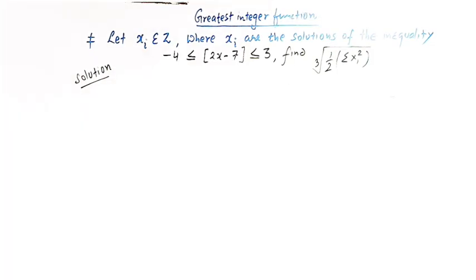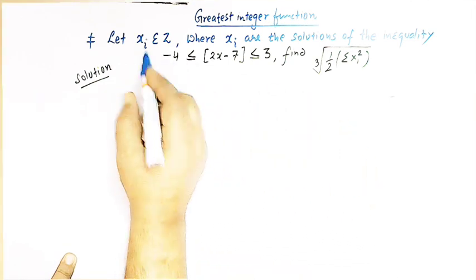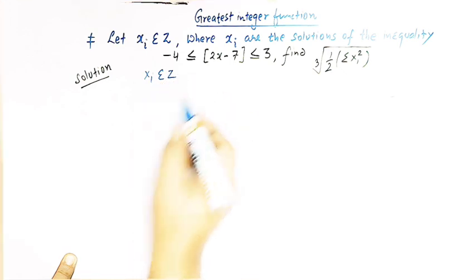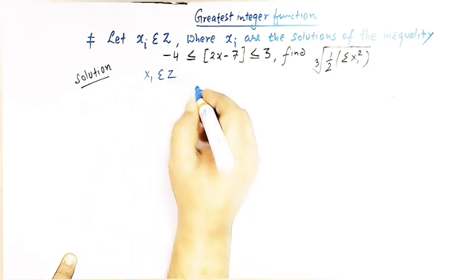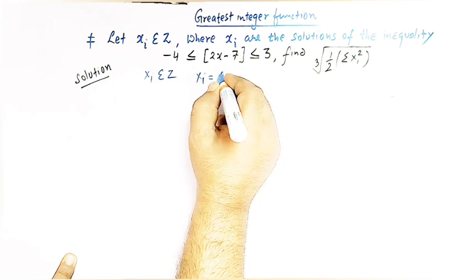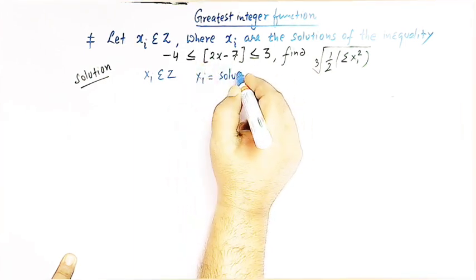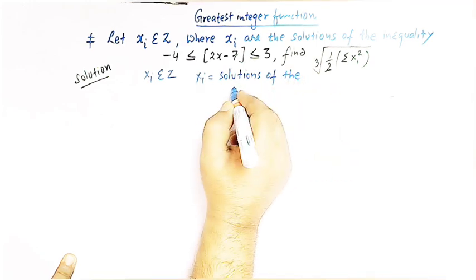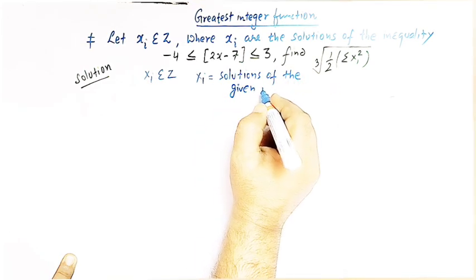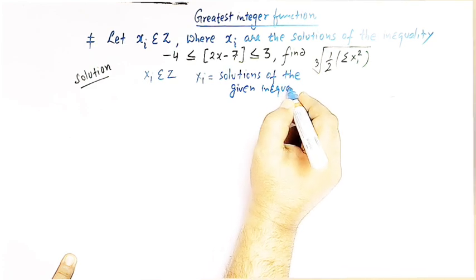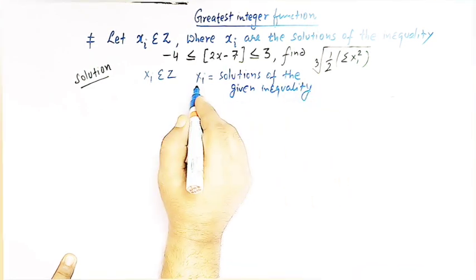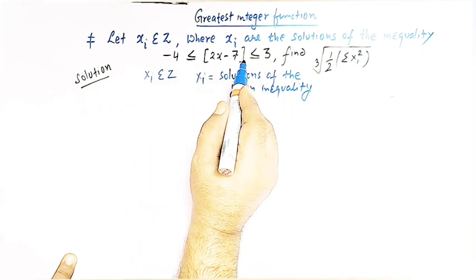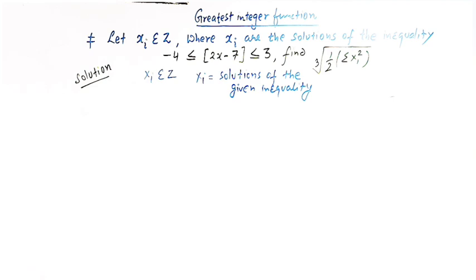So here our aim is to find all those xi which belong to the set of integers, and xi are the solutions of this inequality. So solutions of the given inequality. So our aim is to get the values of all xi which satisfy the given inequality containing the greatest integer function.